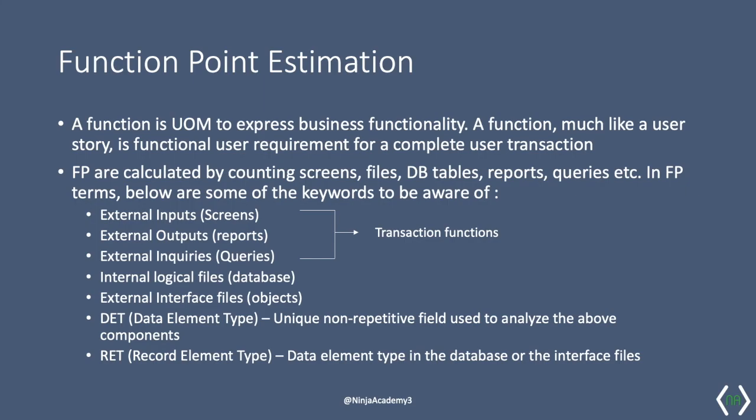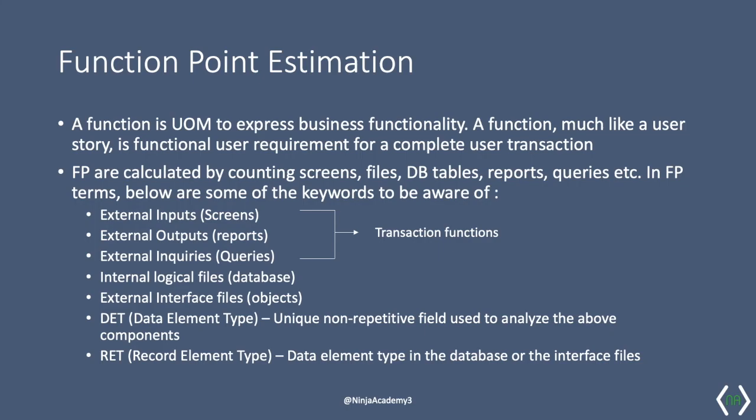External inputs such as screens, external outputs such as reports, external inquiries such as queries, internal logical files such as database, and external interface files or logical files such as objects or files which are external to the application in question. There are two other element types that we need to be aware of. One is the data element type and the other is the record element type. Data element type represents a unique non-repetitive field which is used to analyze the 5 components which we just described. And record element type is a data element type in a database or an interface file.